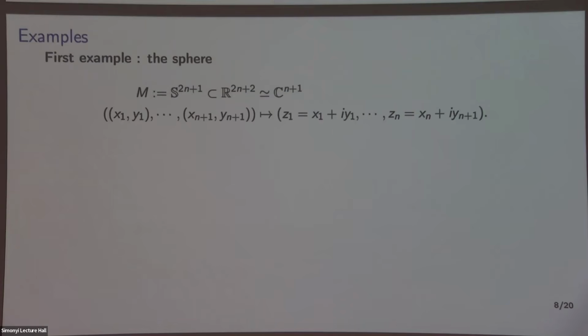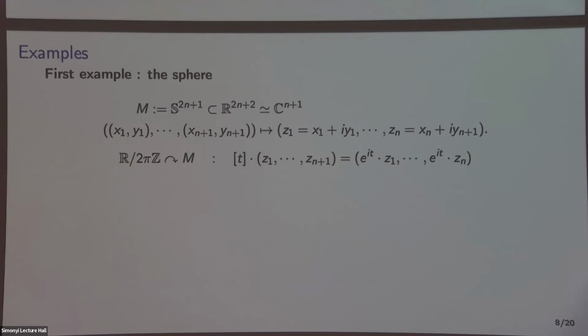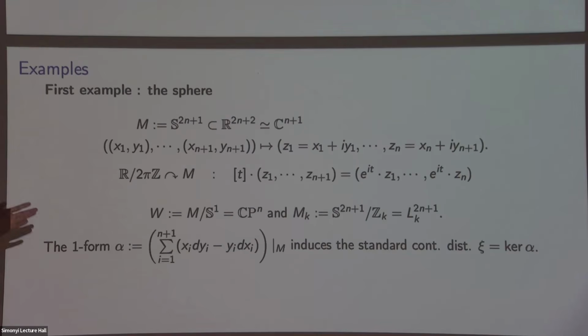So yes, first example, the sphere. You take the sphere S 2n plus 1 inside R 2n plus 2. You can see it as a subset of the complex numbers to the power n plus 1. And then you have a natural action of S1 on the sphere just given by multiplication by exponential i t. And so if you quotient the sphere by this S1 action, you get what is usually called complex projective space. And when you quotient by the action of Z k, you get what you call lens spaces, okay?